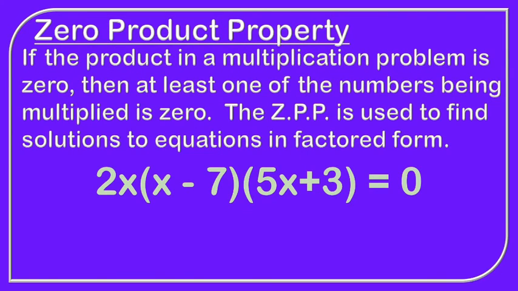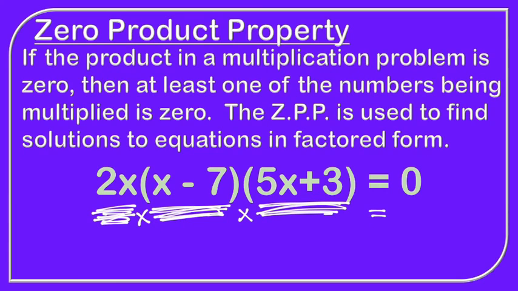The zero product property. If the product in a multiplication problem is 0, then at least one of the numbers being multiplied is 0. The zero product property is used to find solutions to equations in factored form. So in this example right here, we're multiplying 2x times x minus 7 times 5x plus 3, and our answer is 0. So if those three things are being multiplied together and the answer is 0, we know that at any time, one of those three things must be a 0.